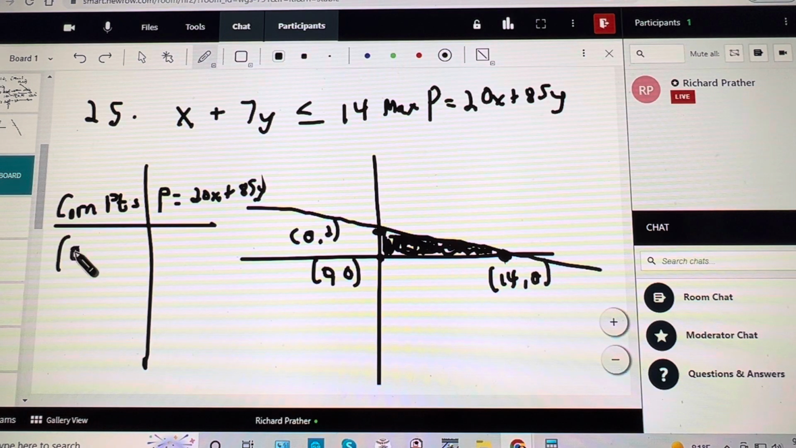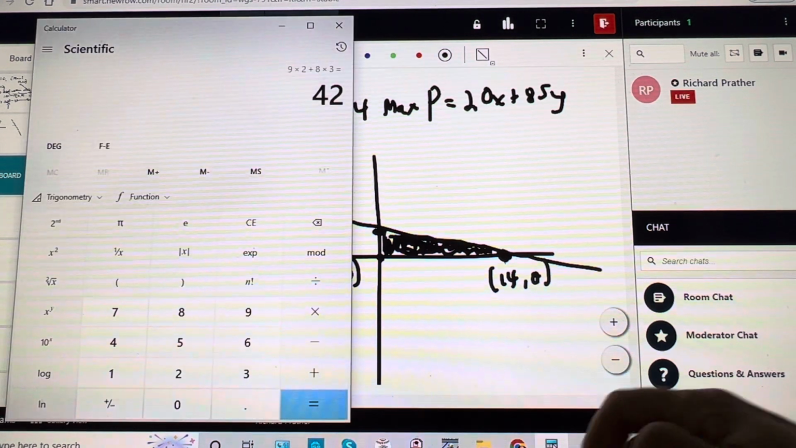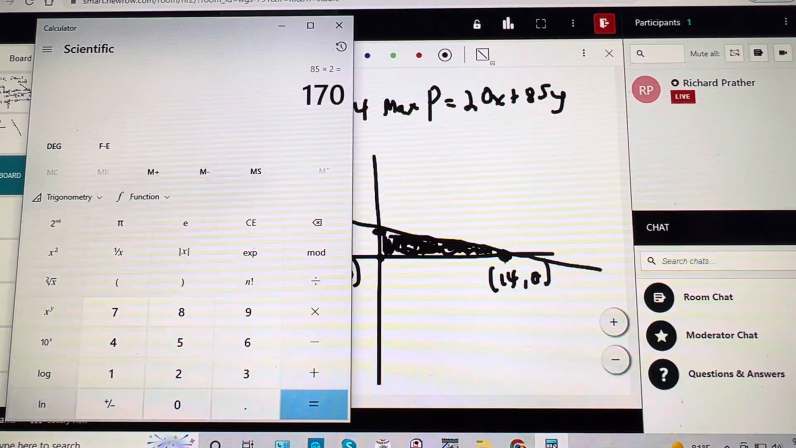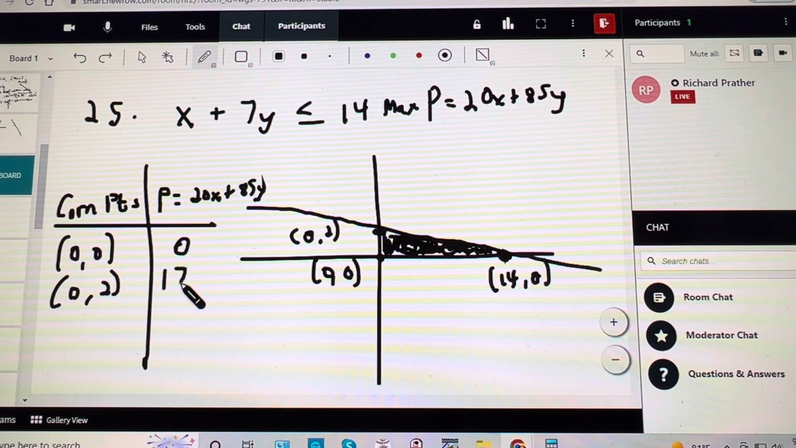Corner points, and then the p function goes here, the objective function. And 0, 0 is an easy one because 0 times 20 is 0, 0 times 85 is 0, 0 plus 0 is 0. That's definitely the minimum, but we don't want to minimize our profits. If we make no pencils and no pens, we make no money today. That makes sense. So if you want to make money, you better make some product. So 0 and 2, if I make no pencils and 2 pens, I'm just making that example up, 20 times 0 is 0, 2 times 85 is 170. Now our profit's $170 if we only make 2 pens.